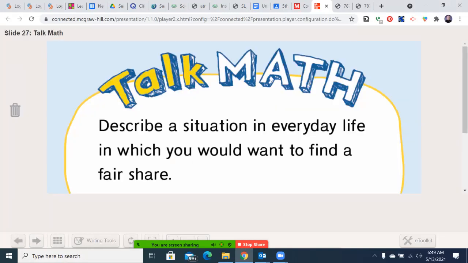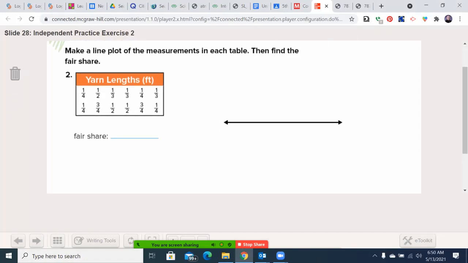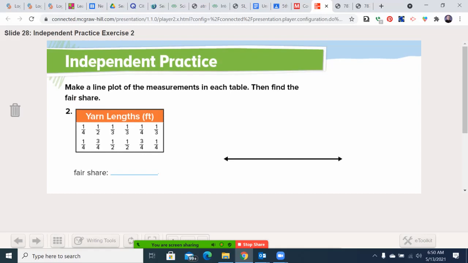Think of a situation in everyday life in which you'd want to find a fair share. Anytime you're sharing something, it really could be a good choice. Like who had more, making sure everything's even. All right, I want you to do this one, number 2. What we'll do is we're going to practice with numbers 2 and 3, and we'll show it and then we'll talk about it.